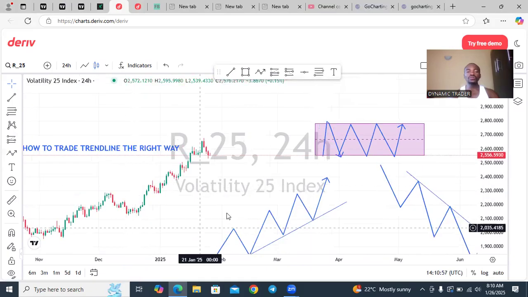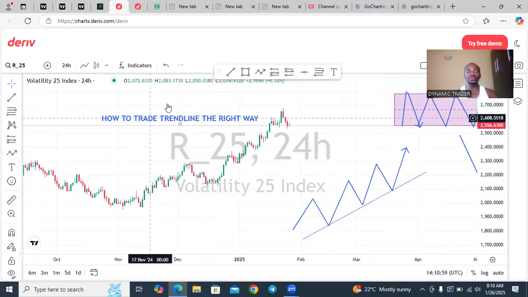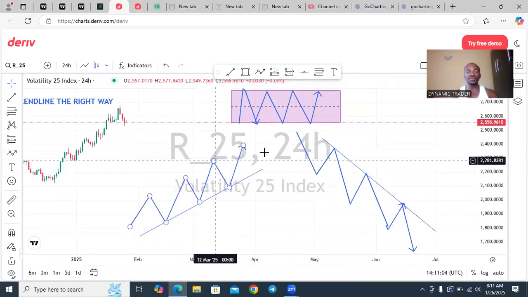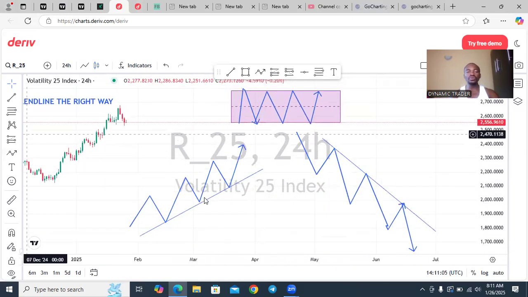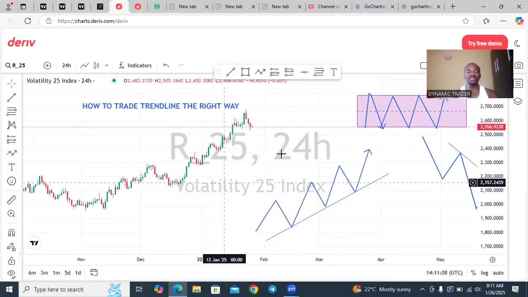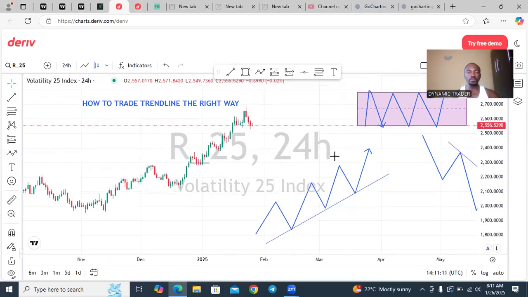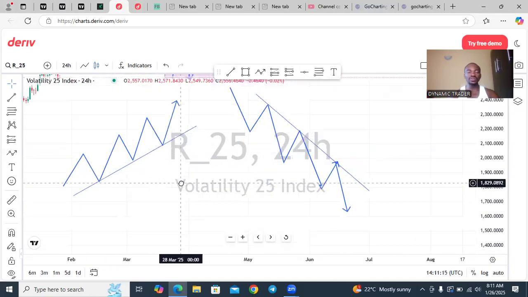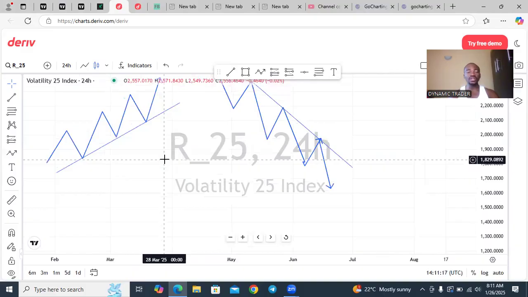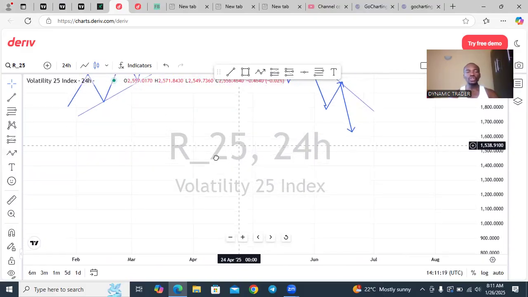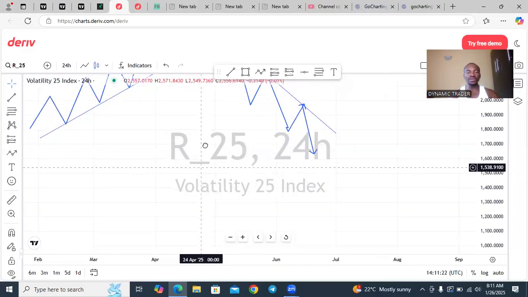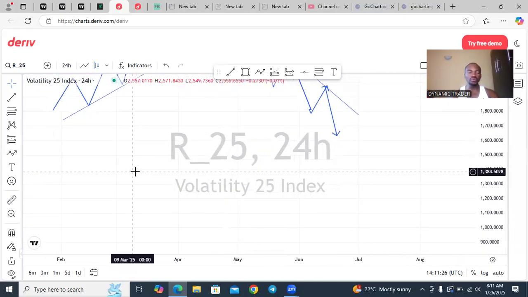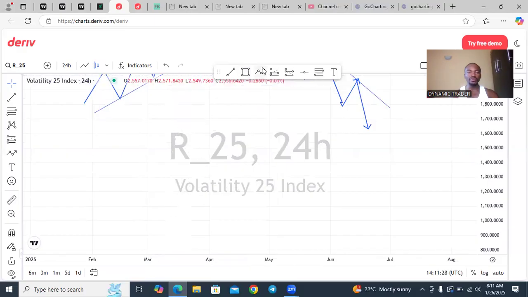So back to this topic, how to trade trend line the right way. Now, you all know that I've told us that I'm an SMC trader and I love using trend lines in a way. As SMC traders, we see trend line as liquidity. So in order for you to avoid being liquidated, you should apply this method, and you'll be very good and perfect with trend line.